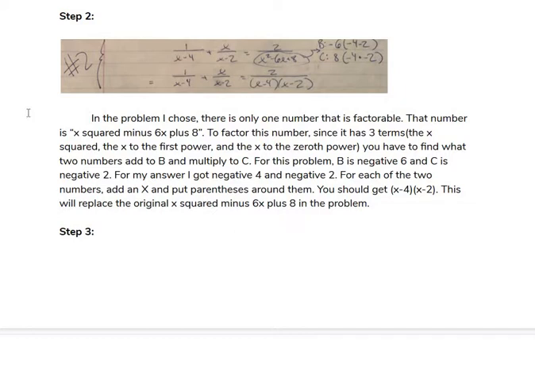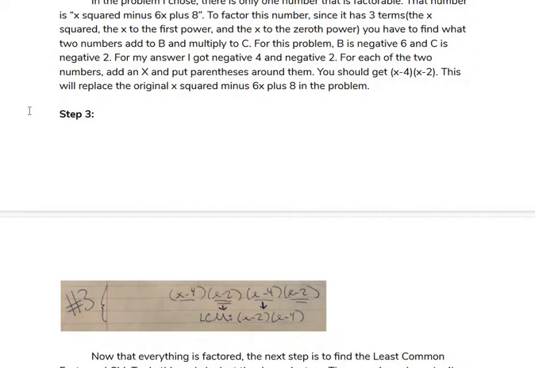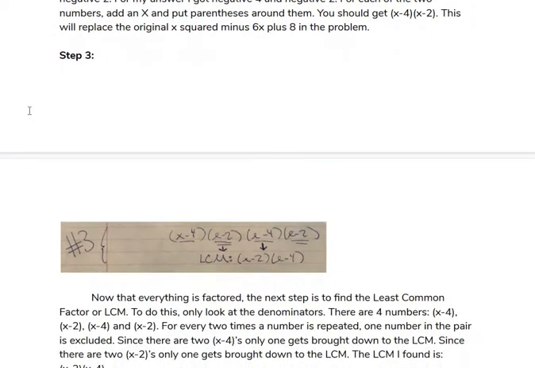For each of the two numbers, add an x and put parentheses around them. You should get x minus 4 and x minus 2 in parentheses. This will replace the original x squared minus 6x plus 8 in the problem.